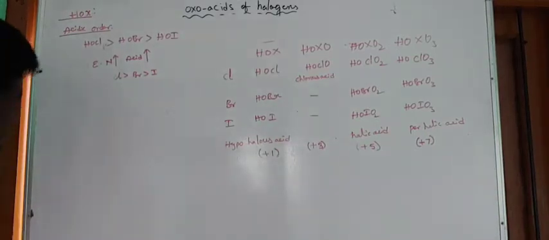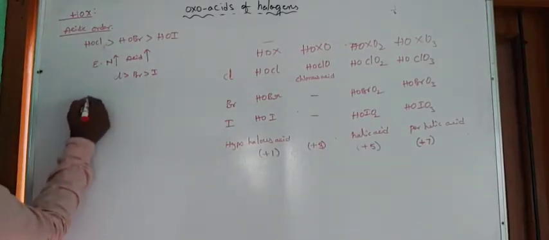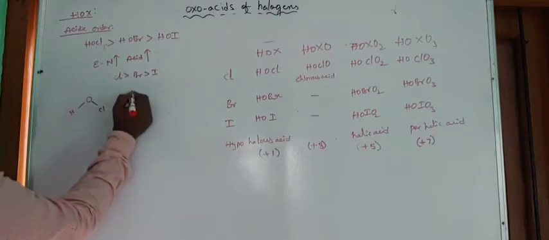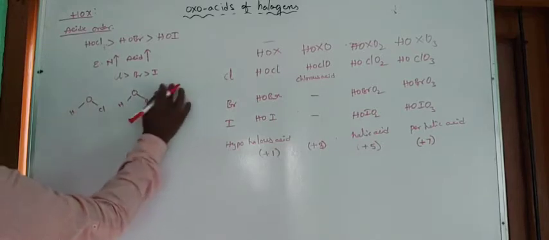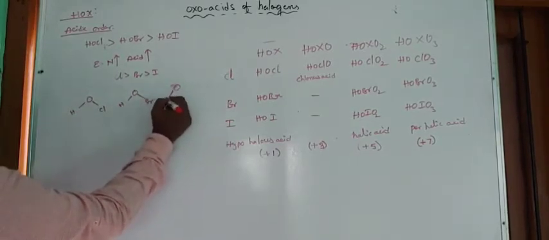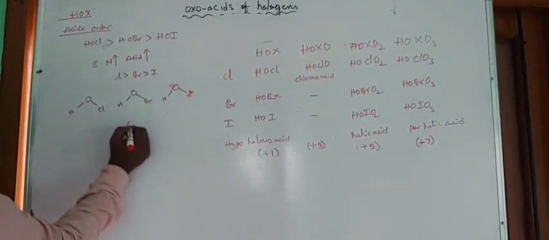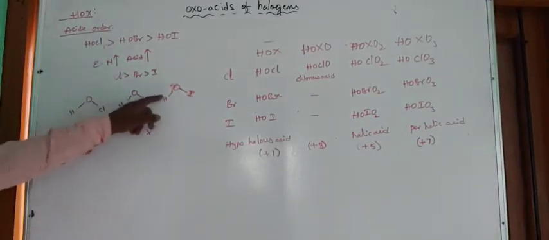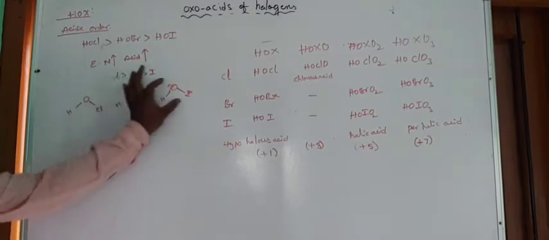So let us see why acidic character increases when electronegativity of the halogen is increased. Let me draw the structure of HOCl. So this is HOCl, this is HOBr and the next one HOI. Now guys, consider the OX bond, means this one, second one and third one. Focus on the three bonds. This is the OCl bond, OBr bond and OI bond.